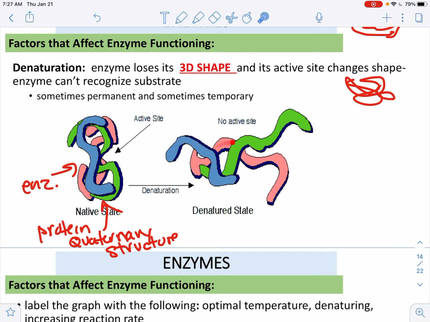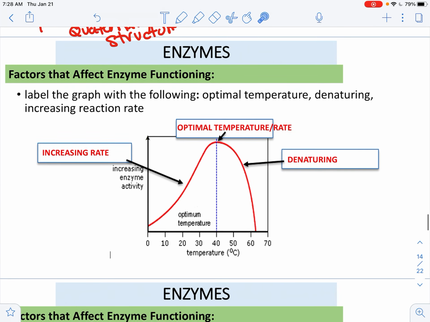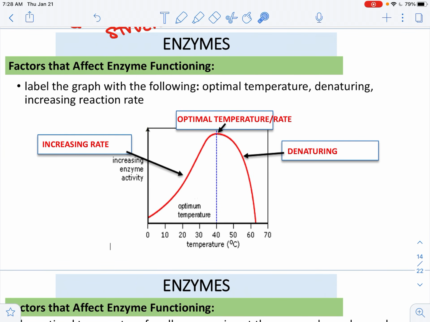So it loses its 3D shape when it denatures. This is sometimes permanent and sometimes temporary. So if I heat up an enzyme, some of the weak bonds break and it denatures or falls apart. Sometimes if you cool it back down, it'll reform back to the normal shape and be fine. But most of the time, once it's denatured, it's done. This is showing you what I just said, but in a graph. So you might want to pause for a second, fill it in, and then listen.